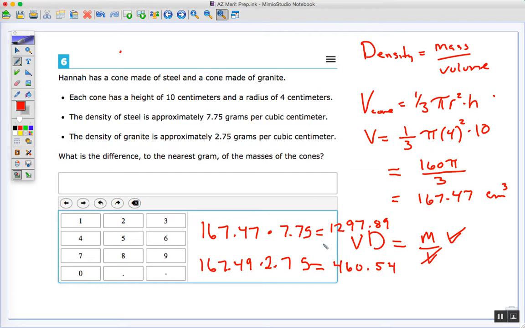The question is asking us for the difference between these two, so we subtract those two masses, and that's going to give us 837.35.